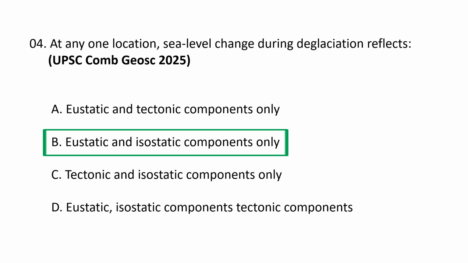Sea level change during deglaciation, that is melting of glaciers, it reflects both the eustatic and isostatic changes, with the eustatic changes referring to the global rise in the sea level, which is due to added meltwater, while isostatic changes represent local land level adjustments, which are caused by the weight of the previously present ice sheets being removed, meaning that areas formerly covered by the ice will slowly rebound upwards, while neighboring regions may subside slightly. So sea level change during deglaciation, it reflects eustatic and isostatic components only. B is the correct option.